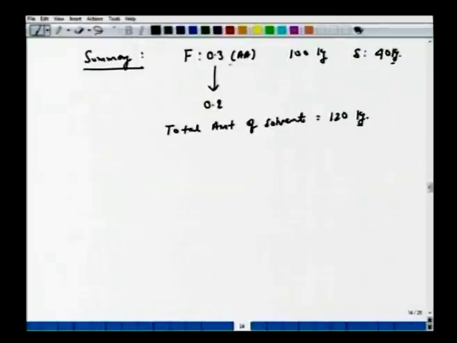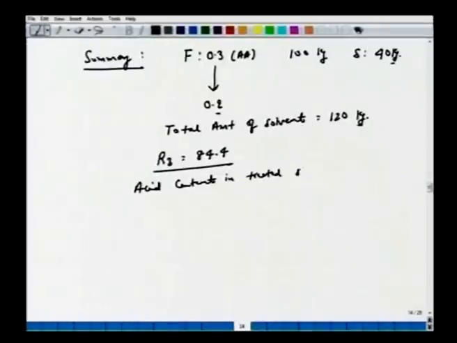All right, we brought down the concentration from 0.3 to 0.2, and the last raffinate flow rate R3 was 84.4. That means the acid content in the treated stream, or the raffinate stream, would be 84.4 multiplied by 0.2, 16.88.